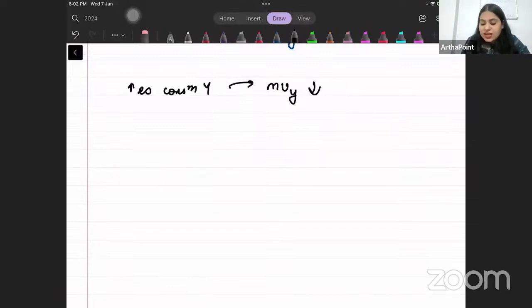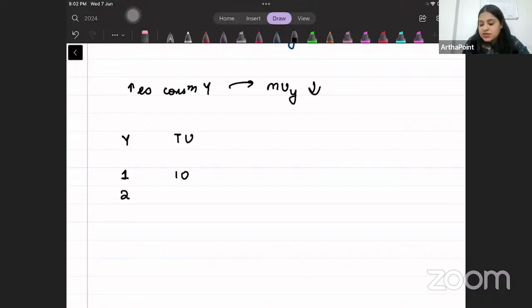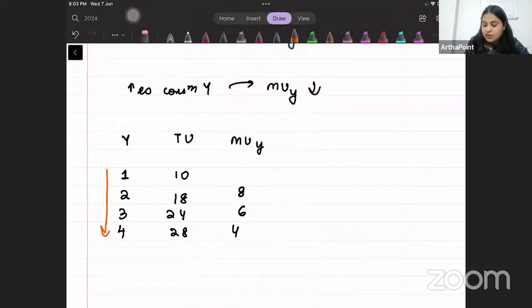Dekho, when I say consumption of any good, suppose I consume the first unit, total utility is 10. I consume the second, total utility is 18. I consume the third, total utility is 24. So beta, when you find marginal utility, this will be 8, 6. Suppose here we take 4. This is going to be, suppose here 28. This will be 4 and so on. So if I move like this in this direction, I increase y from 1 to 4.